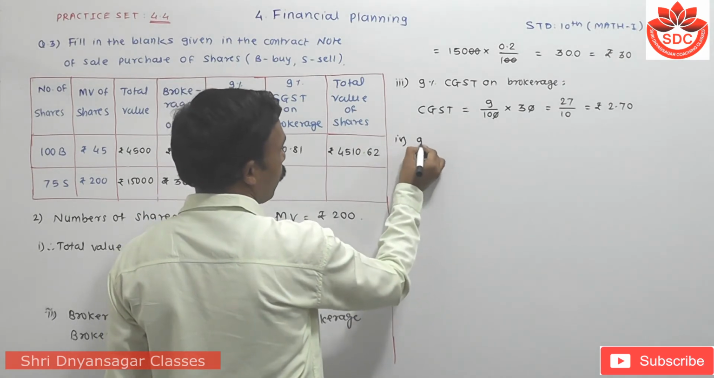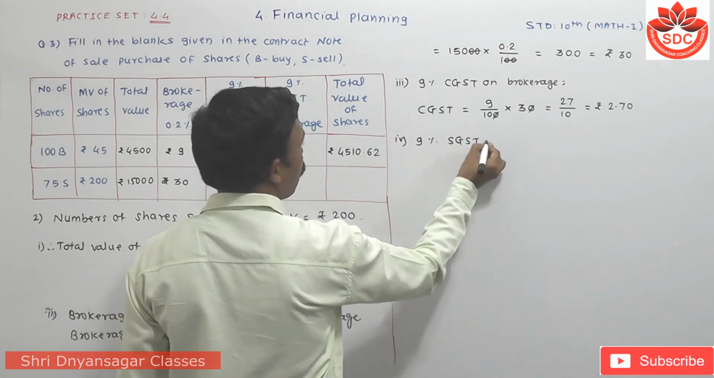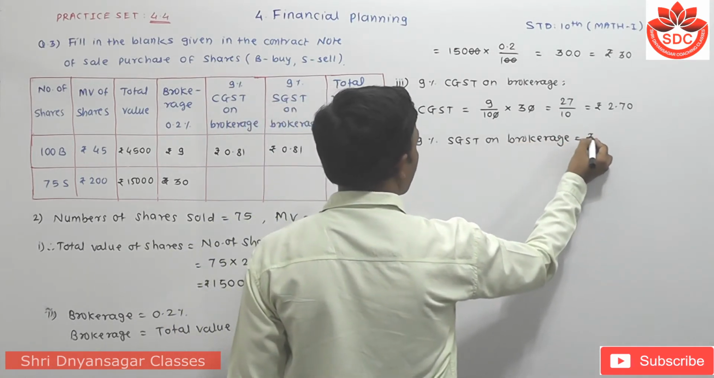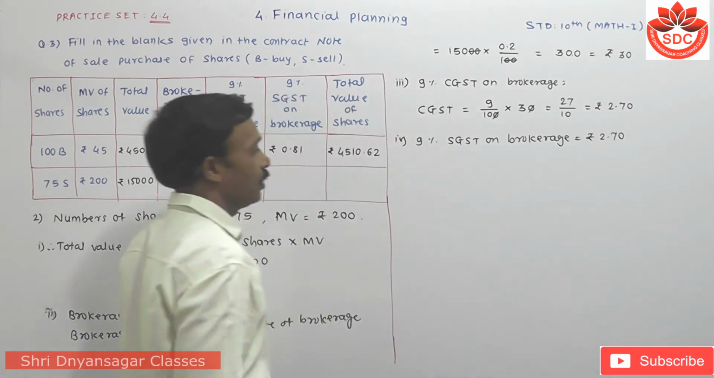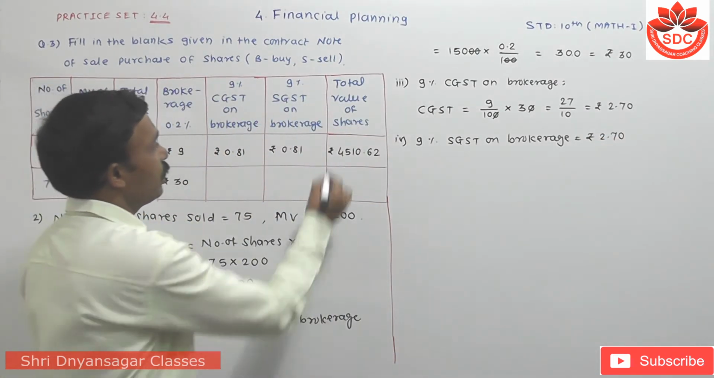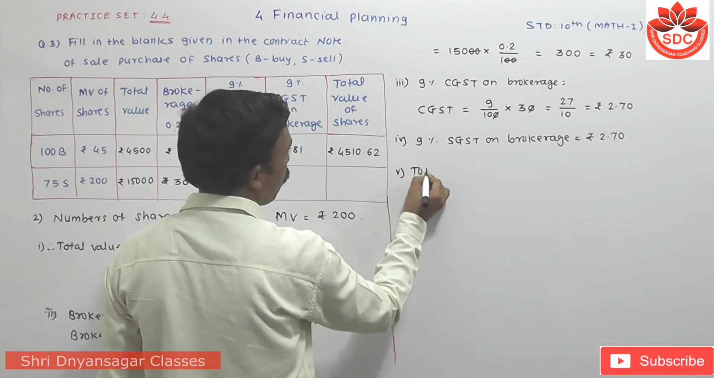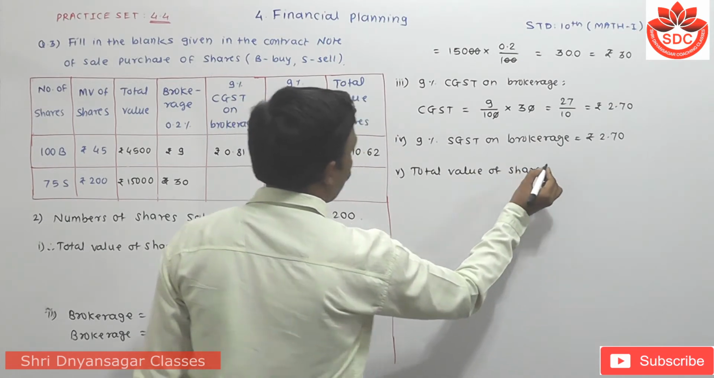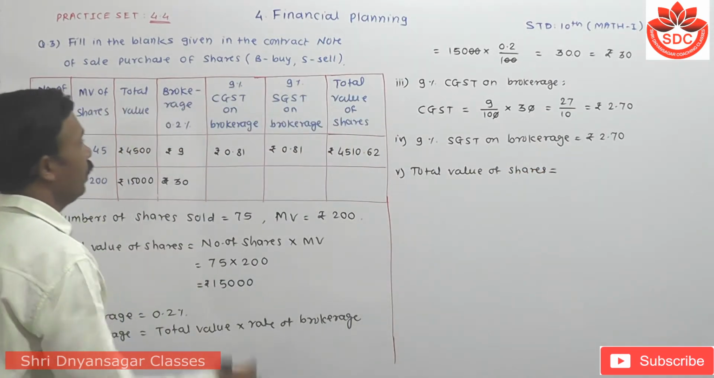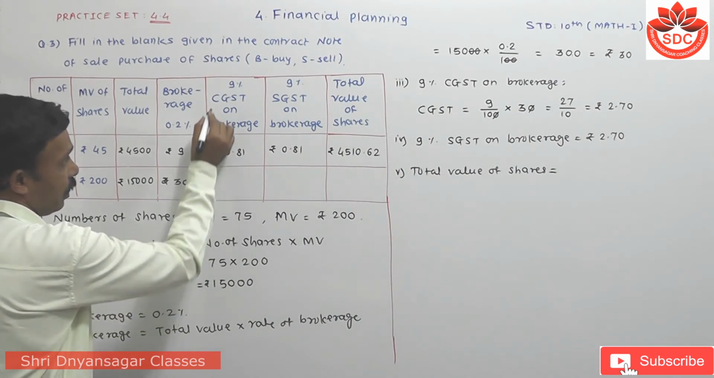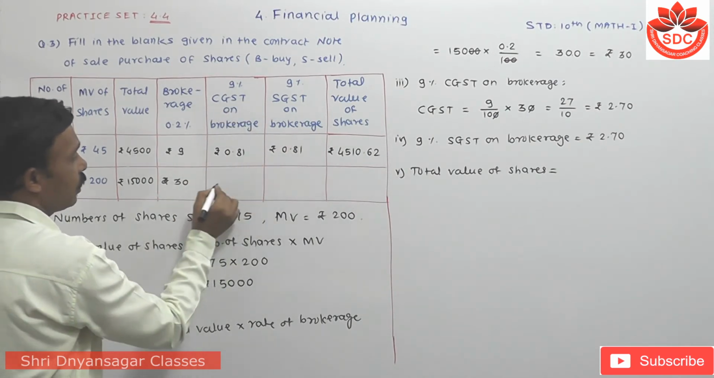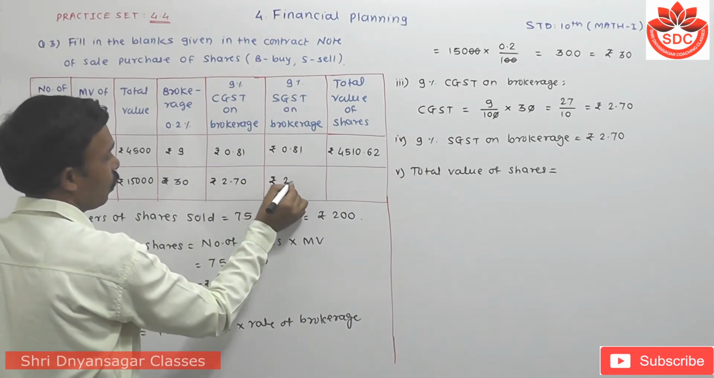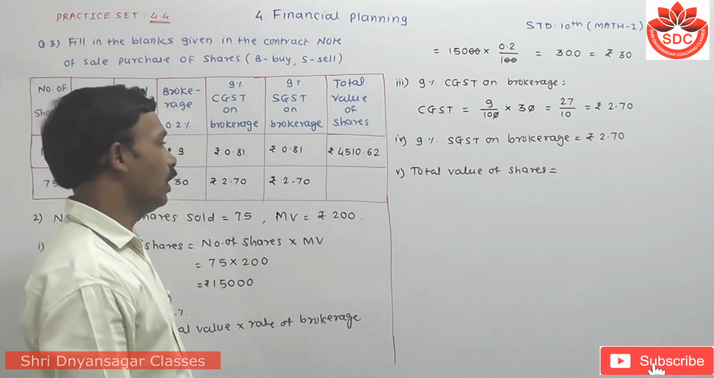Fourth point is also the same. 9% GST on brokerage is also the same, 2.70 rupees. Now the fifth one is the total value of the shares. Now look here, student, 9% CGST on brokerage is how much? Rupees 2.70. Here GST is also rupees 2.70. We have to find out this total value of the shares.